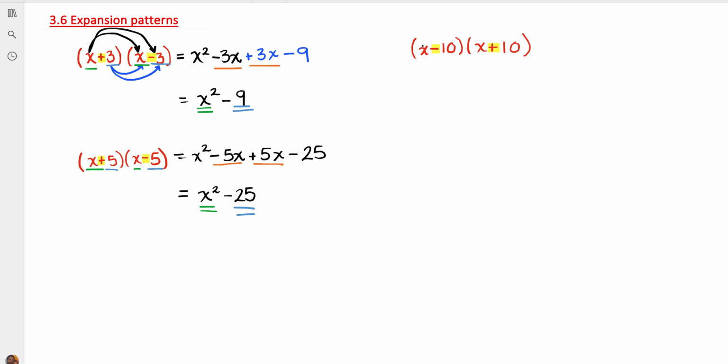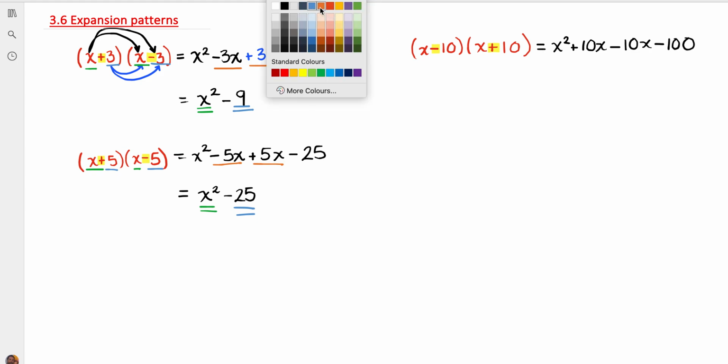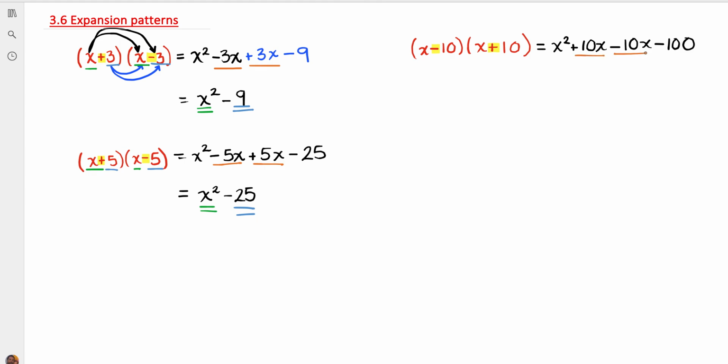So when we do that, x times x is going to be equal to x squared, and then x times positive 10 is going to be equal to positive 10x, and then negative 10 times x is equal to negative 10x, and then negative 10 times positive 10 is going to be equal to negative 100. Like terms, so let's see this one and this one. Positive 10x take away 10x is going to be equal to 0, so this one is going to be equal to x squared take away 100.